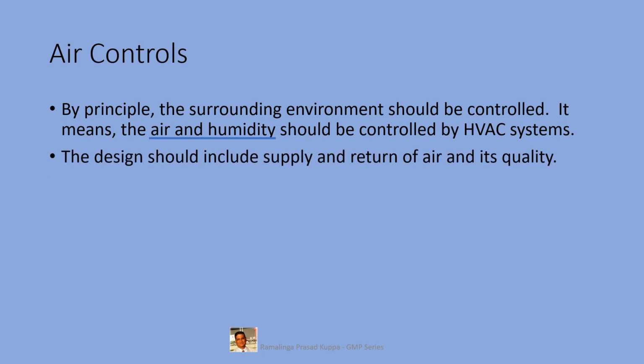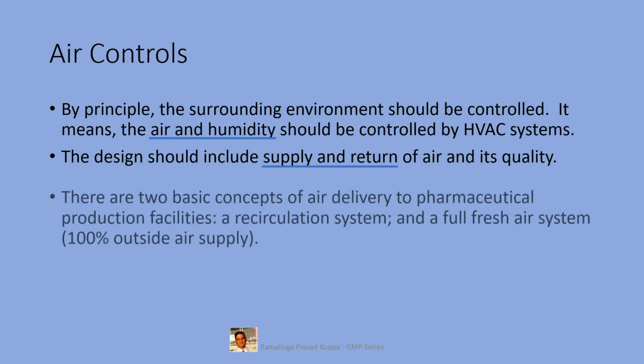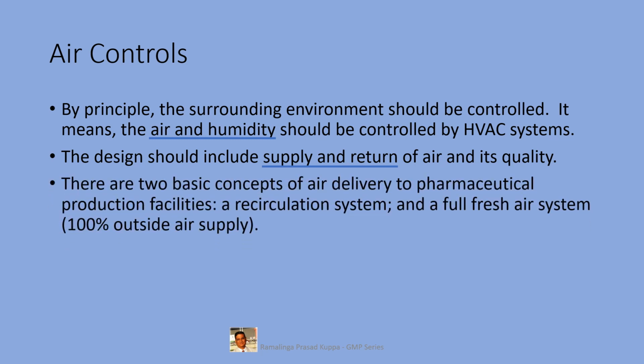The design should include supply and return of air and its quality. Obviously, for effective flushing, there should be air inlets for fresh air and air outlets for flushing out the contaminated air. There are two basic concepts of air delivery to pharmaceutical production facilities: a recirculation system and a full fresh air system, that is 100% outside air supply. Depending upon the product requirements, a recirculation system or a full fresh air system may be used.